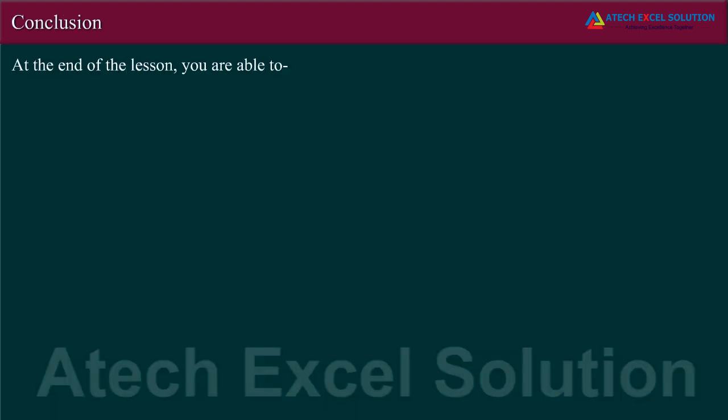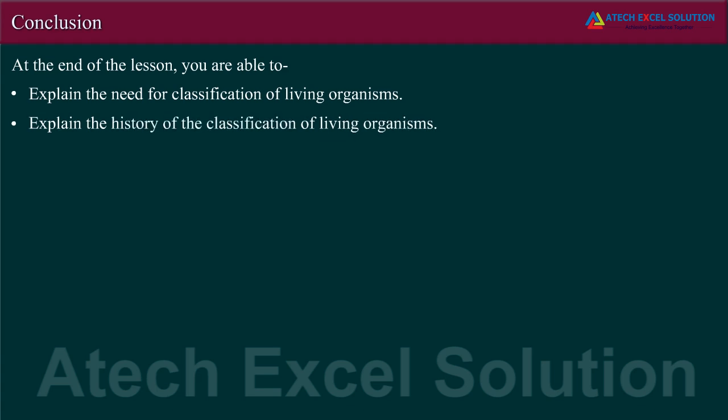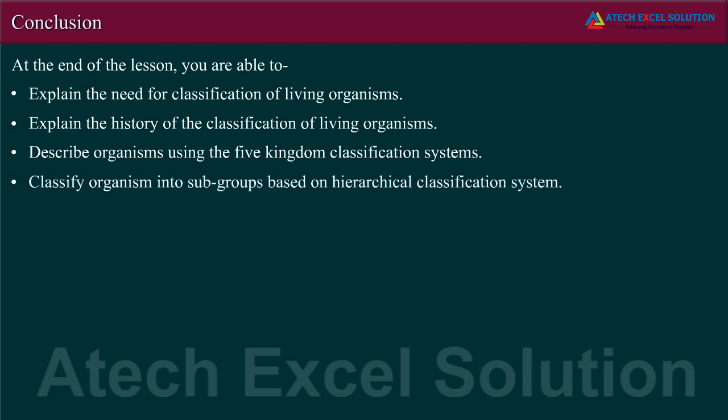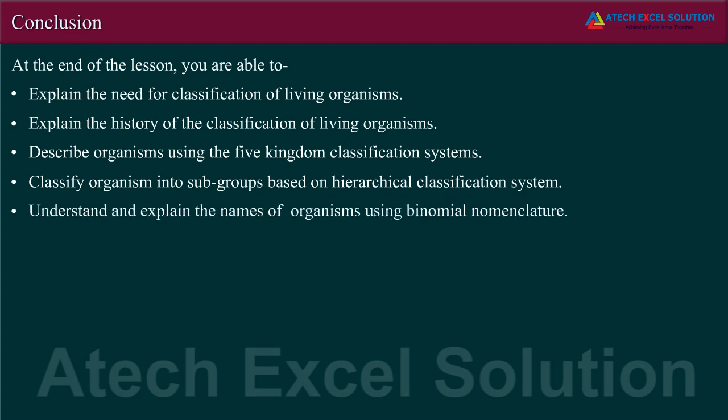In the lesson, you are able to explain the need for classification of living organisms, explain the history of the classification of living organisms, describe organisms using the 5 kingdom classification systems, classify organisms into subgroups based on hierarchical classification system, and understand and explain the names of organisms using binomial nomenclature.